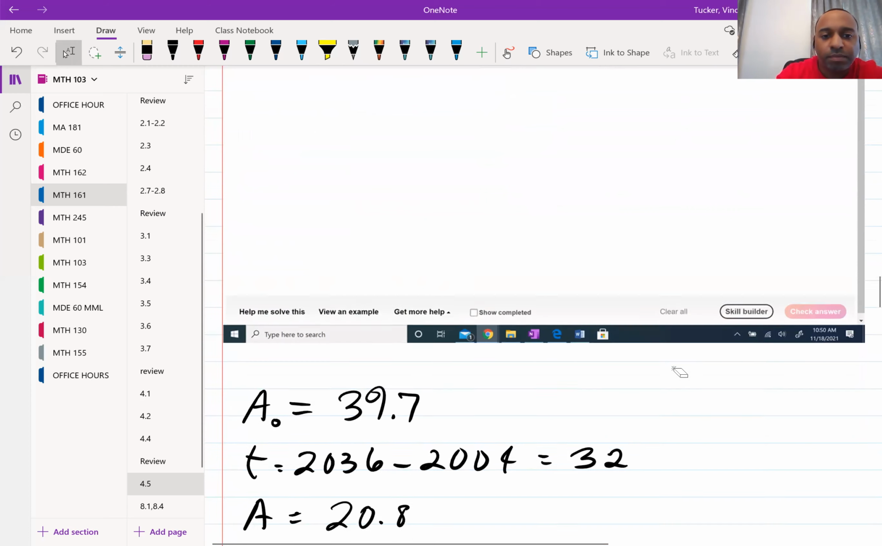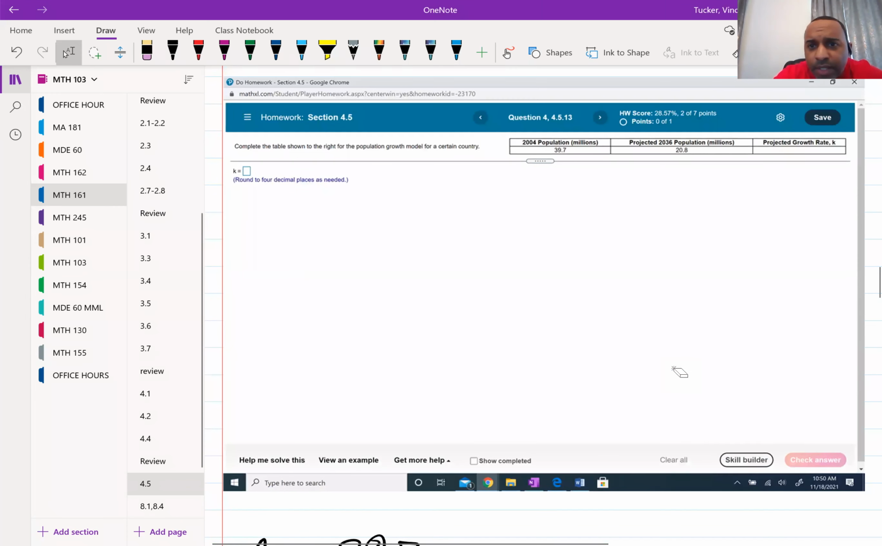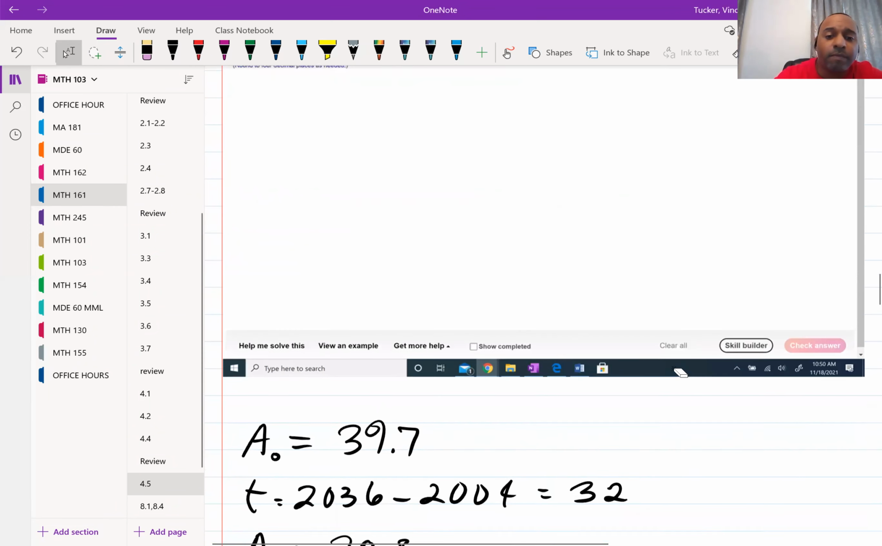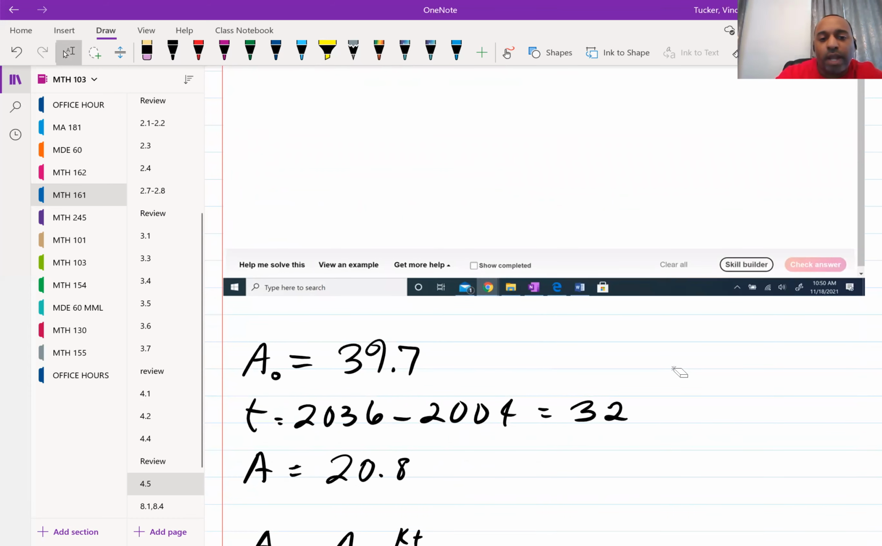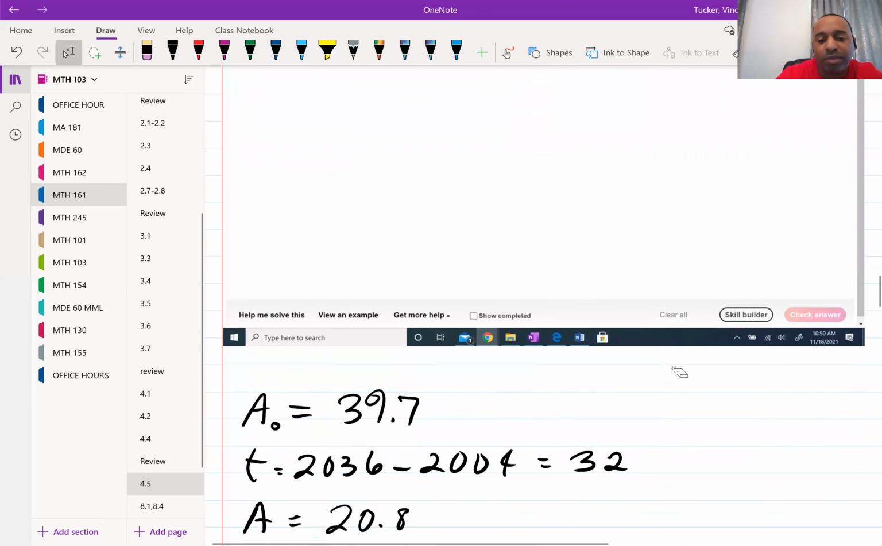All right. So we always extract from the problem what we do know. So the initial amount is 39.7. Now we're going from 2004, excuse me, to 2036. So we subtract those values, we get 32 years. And 20.8 is what it goes to. So in 2036, the population will be 20.8.